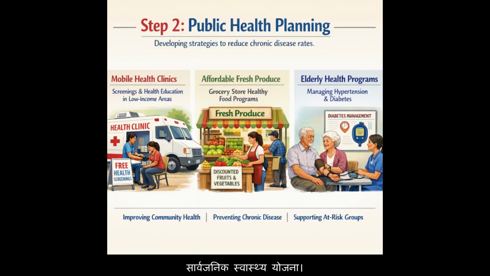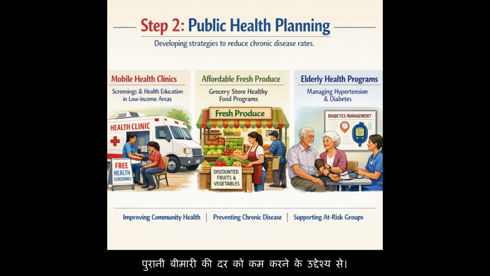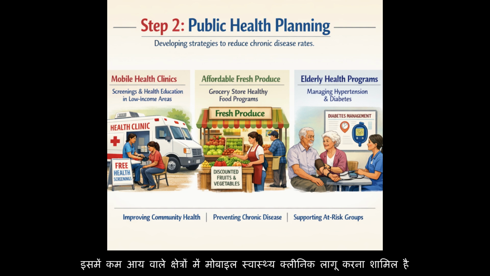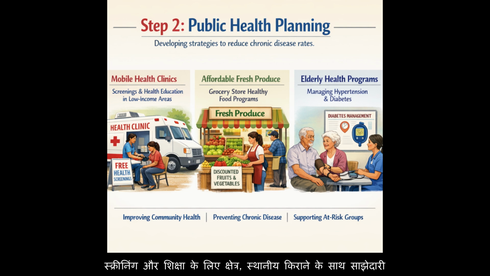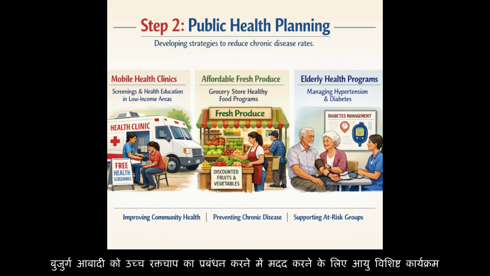Step 2. Public health planning. The Health Department uses the data to create a strategic plan aimed at reducing chronic disease rates. This includes implementing mobile health clinics in low-income areas for screenings and education, partnering with local grocery stores to offer affordable fresh produce programs, and developing age-specific programs to help elderly populations manage hypertension and diabetes.